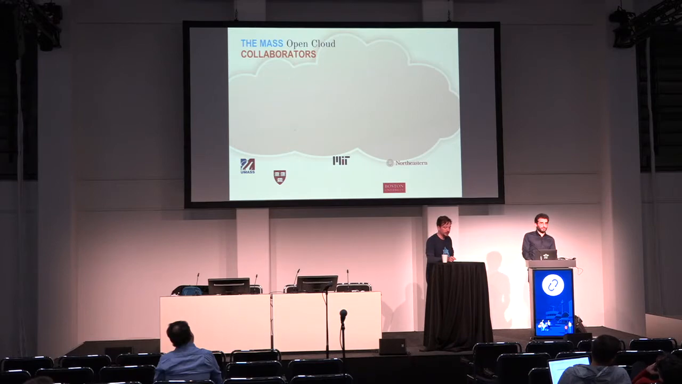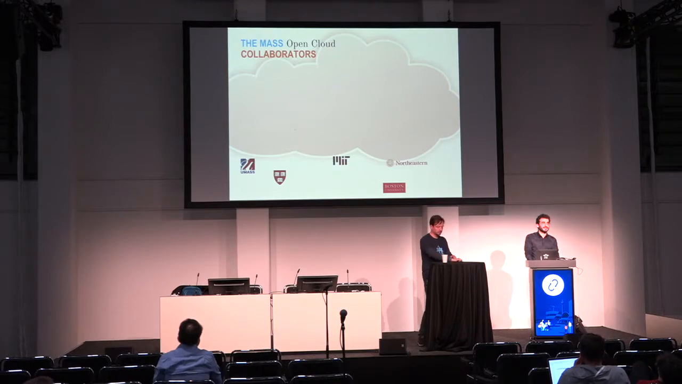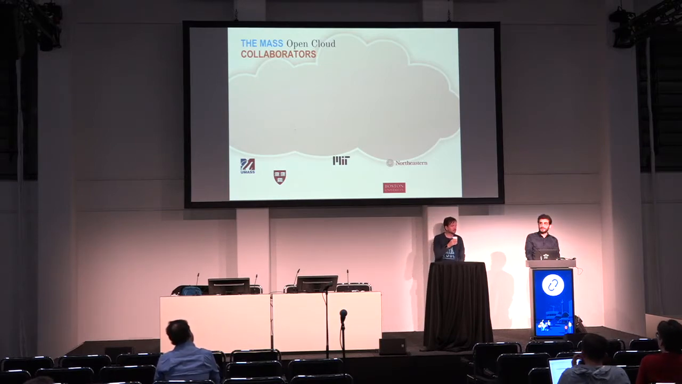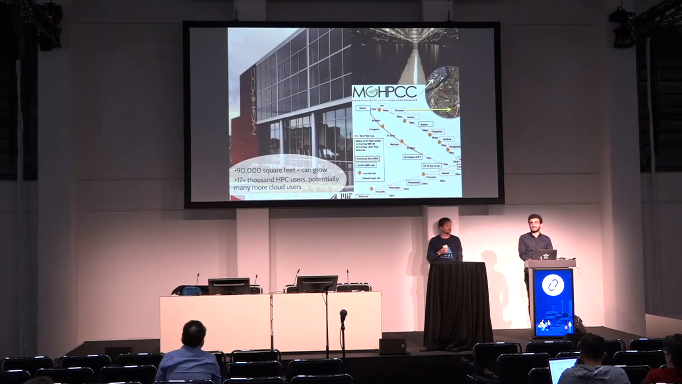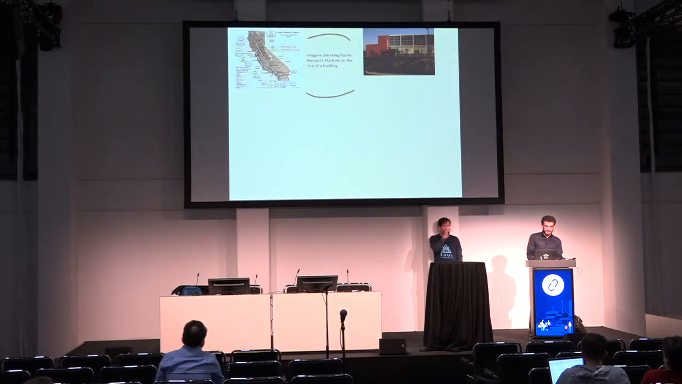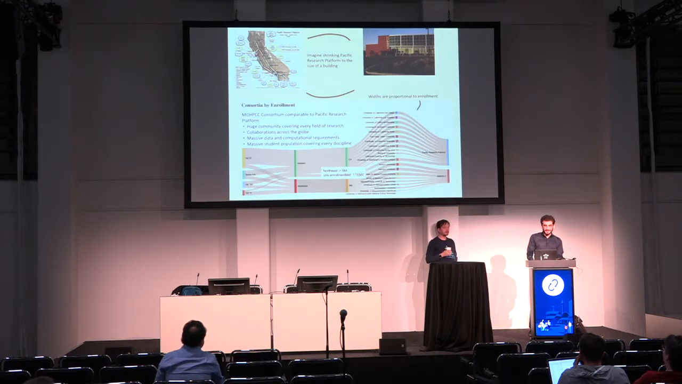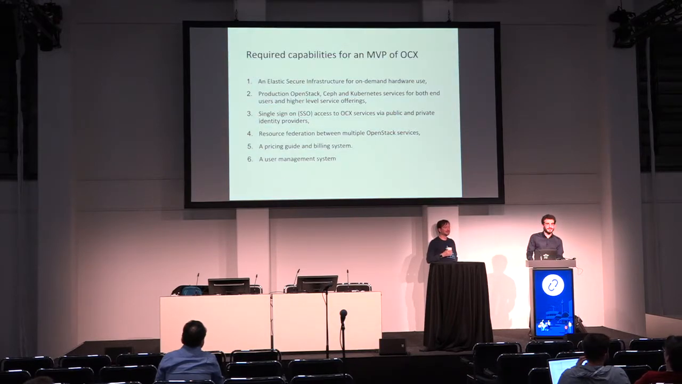So what is the MOC? It's a collaboration between 5 universities of the Boston area: UMass, Harvard, MIT, Boston University, and Northeastern. But not only that, it's also a lot of industry collaborators. And one of the things that makes us special is the MGHPCC, which is a huge data center hosted out of Holyoke. It has space for hundreds of thousands of cores with room to grow. Another cool thing about the Boston area is that if you take all the Pacific Research Platform and you shrink it to the size of a building, you basically have the MGHPCC, which is where we're hosted from.